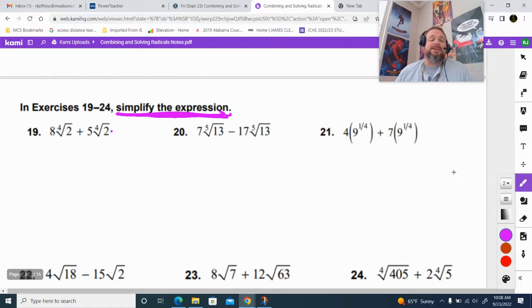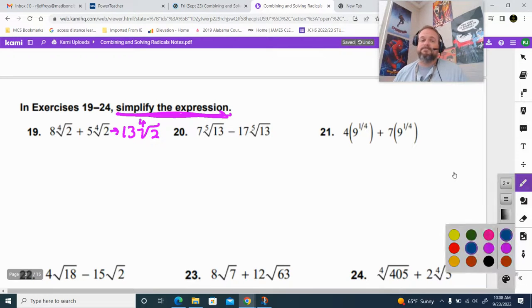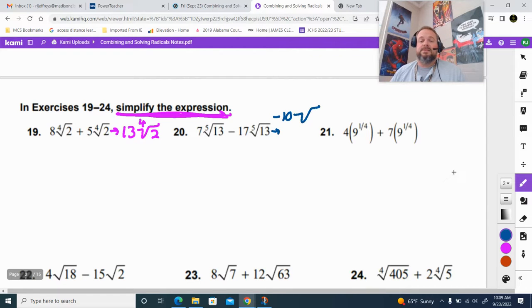So these are the same. What is 8 plus 15? 13 fourth root of 2. This one right here, these are the same. 7 minus 17. Negative 10 cube root of 13.